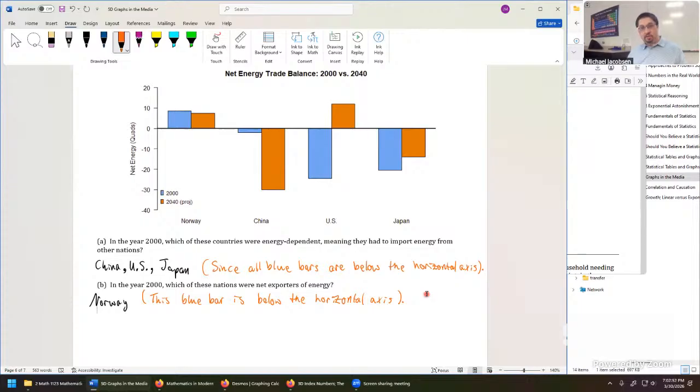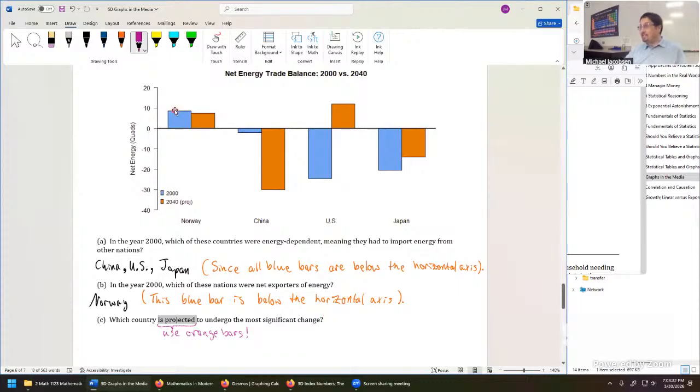Okay, now here's where it gets a little bit tricky because now we have to estimate. Part C is asking, which country is projected? Let's pause right here. The moment they say is projected, that means we're using the orange bars, the 2040 projection. I think that's a good comment to just make right away: use orange bars, now that it's talking about the projections. Which country is projected to undergo the most significant change?